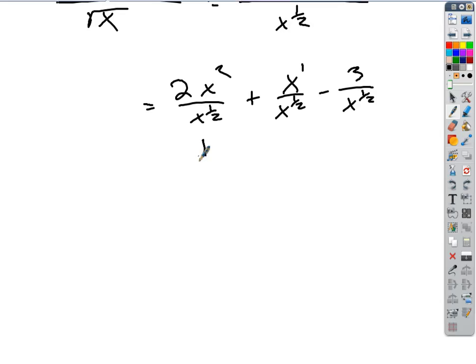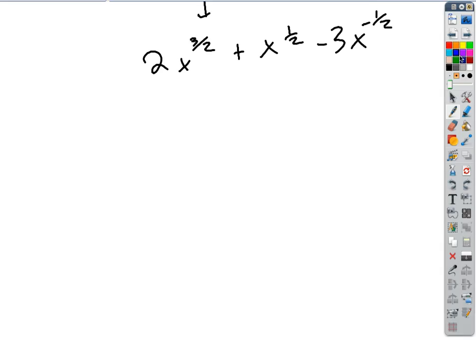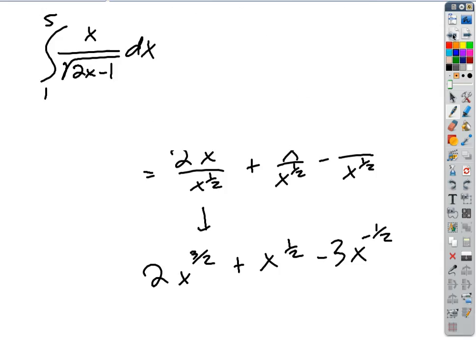And this one is just going to become, what's x to the 2 divided by x to the 1/2? If I divide like bases, I just subtract. So 2 minus 1/2 is 3/2, plus x to the 1/2, minus 3 x to the negative 1/2. And then I could easily integrate that. No big deal.